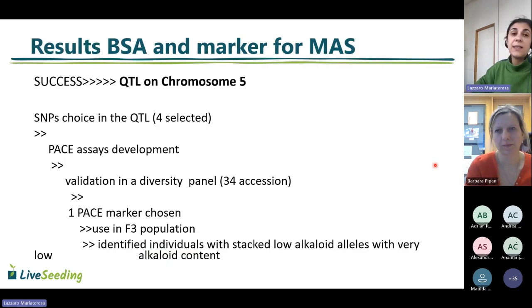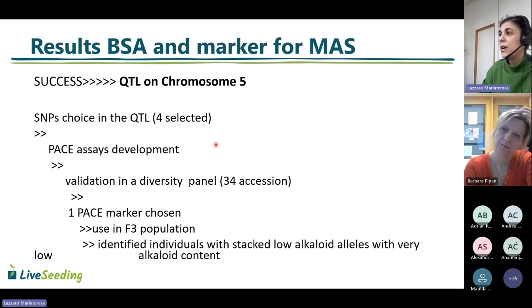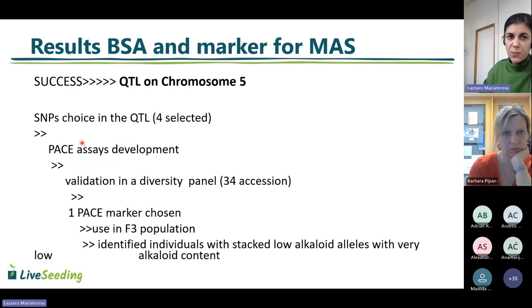The bulk segregant analysis was successful, so we could identify a new QTL on chromosome 5. From this step, we continued with the approach that I was describing in the introduction. We selected a number of SNP markers in the QTL region, and we developed PACE assays, which is basically CASP markers, so PCR-based markers to be able to genotype the SNP of interest with qPCR in our genotypes.